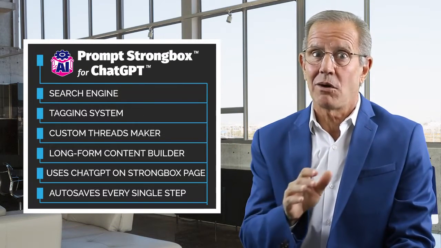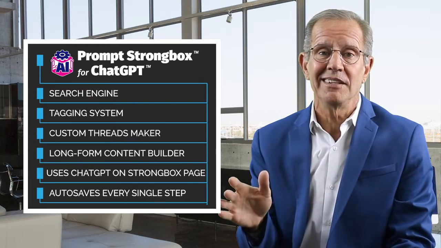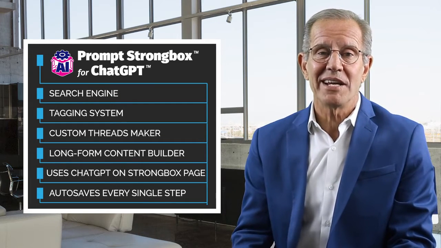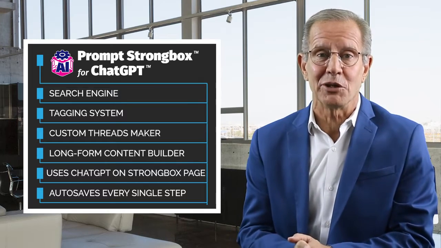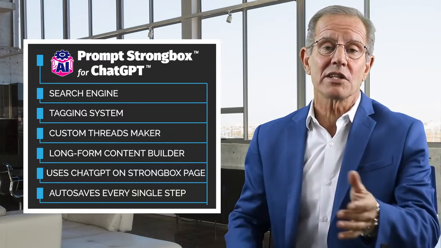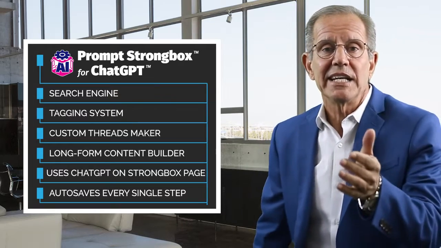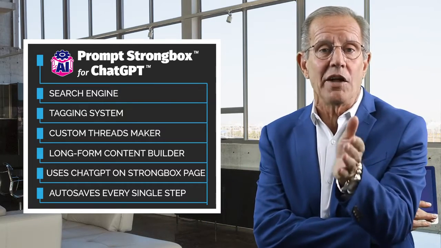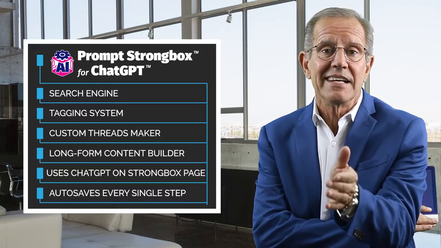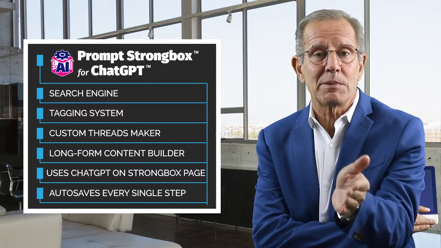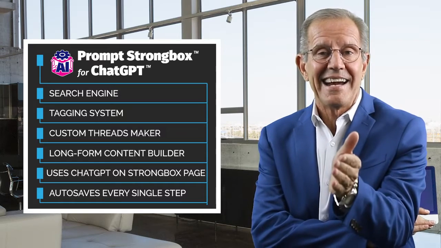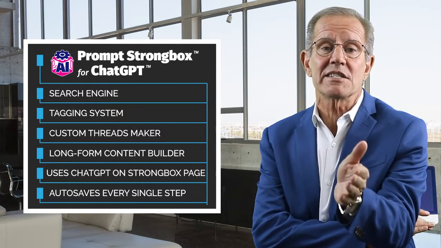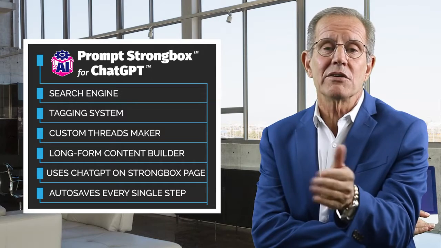But then after struggling with this mess for a few weeks, Andrew Darius came up with the ultimate solution, the PromptStrongbox for ChatGPT. The PromptStrongbox is like a backup for all your conversations, but it's a whole lot more than that. It's got a search engine, a tagging system, a custom threads maker, and even a long-form content builder for digital products like ebooks and courses. Now get this, you can even use ChatGPT directly on the PromptStrongbox page, and it'll auto-save every single step of your convo with AI. Anyway, I know that's a lot to take in, but don't worry, I'll break it down for you in just a sec.